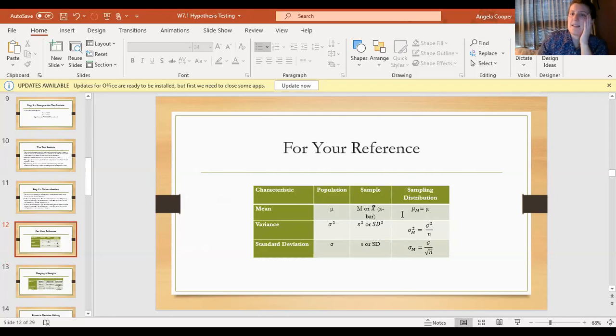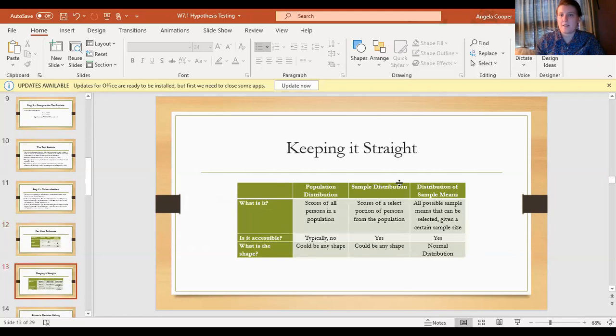So now for the sampling distribution, the mean is displayed as this. The mean of the sampling distribution on average equals the population mean. The variance of the sampling distribution is equal to the population variance divided by the sample size. And the standard deviation is right there.